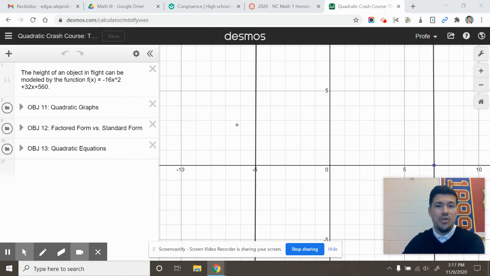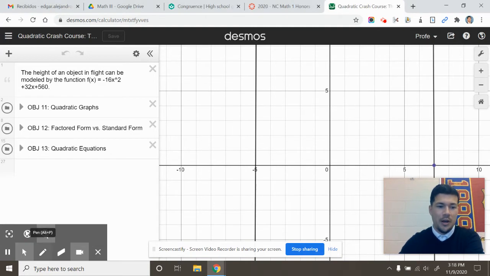I want to remind you, we had 3 objectives. The 3 objectives were objective 11, which dealt with quadratic graphs, right? You learned about the important features of graphs, the shape of quadratic graphs. In objective 12, you learned a little more about the equations of quadratics, and you went back and forth constantly between factored form and standard form. And in objective 13, we studied quadratic equations where we were solving for x. So let's get right to it.